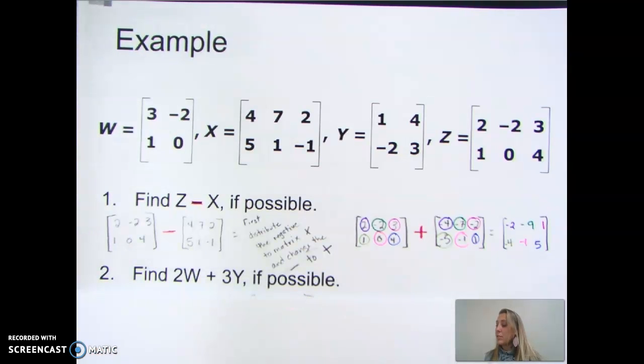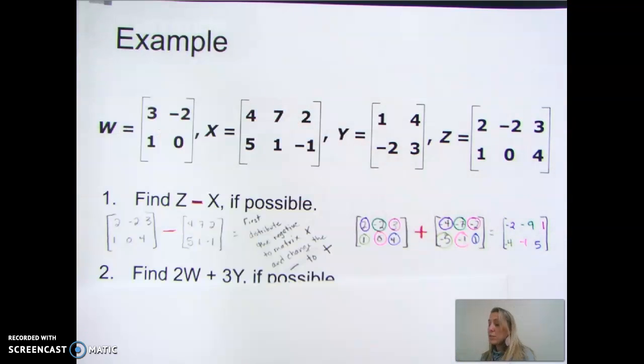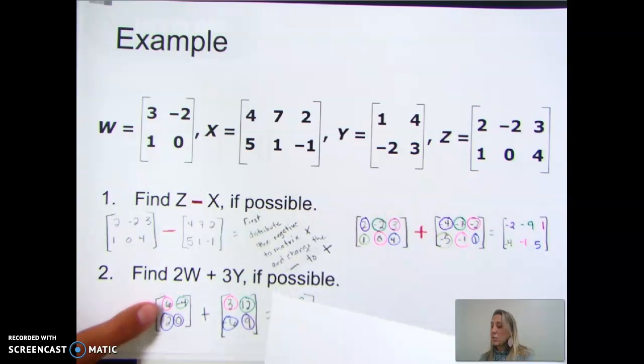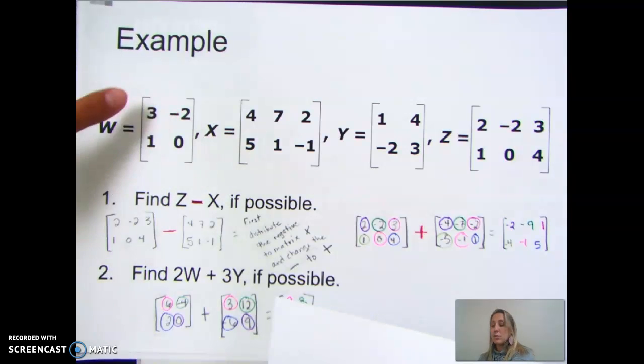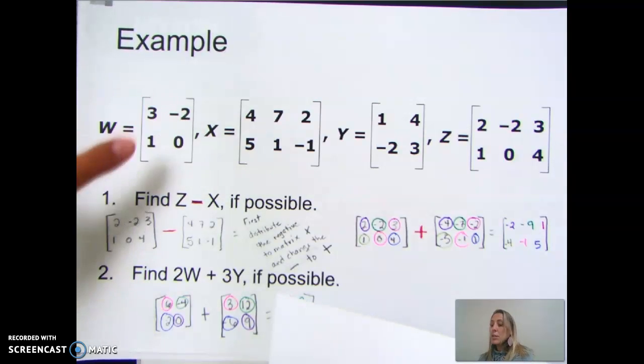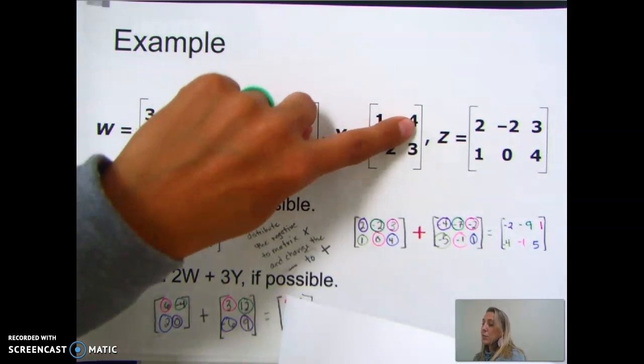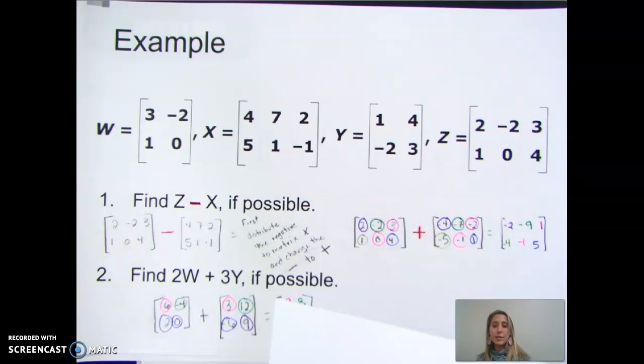Alright, now I would like you to do 2w plus 3y, if possible. Well, this is a 2 by 2, this is a 2 by 2, so it is possible. So I'm going to write down the matrices. This is 2w, so I did 2 times everything on the inside, so 2 times 3, 2 times negative 2, 2 times 1, 2 times 0, and then I did the same thing for 3y. I did 3 times 1, 3 times 4, 3 times negative 2, and 3 times 3. That way I could add those up.